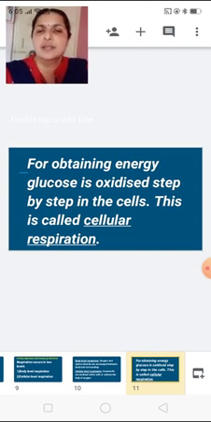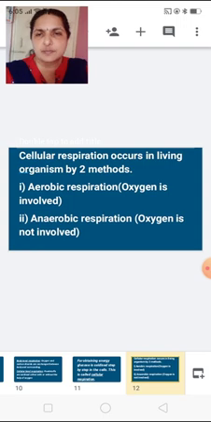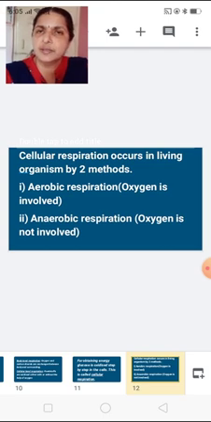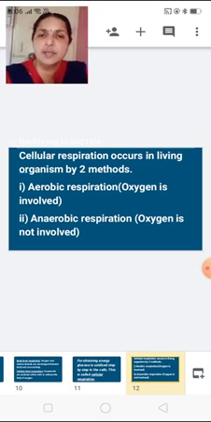Now, there are 2 types, or methods, of cellular respiration. One is aerobic respiration, in which oxygen is involved, that is, in the presence of oxygen. We have learned about aerobic respiration. And what is anaerobic respiration? In this, the food is oxidized without the help of oxygen, in the absence of oxygen. There are two methods: one is aerobic respiration, another is anaerobic respiration. We are going to learn about both in detail, but in this session, we learn only about aerobic respiration.